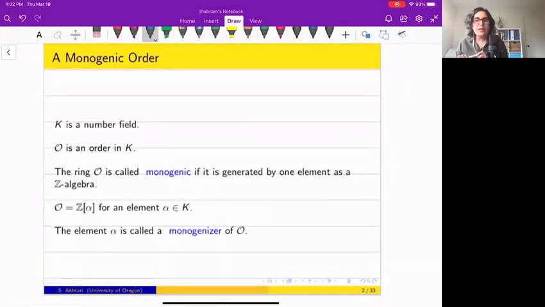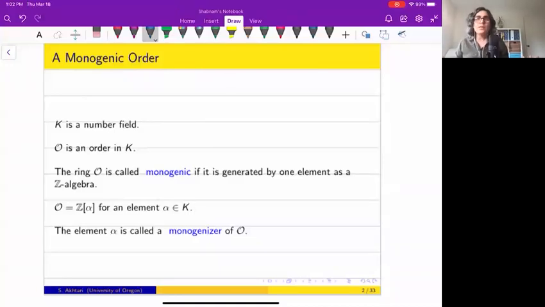K will be a number field for me, and for most of this talk, I will focus on quartic number fields, of degree four. And O will be any order in that number field. I will call the order monogenic if it can be generated by one element as a Z-algebra. And that element alpha, which would be an algebraic integer, I call a monogenizer.